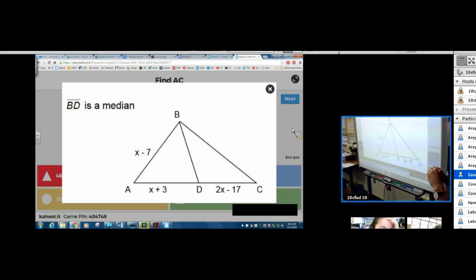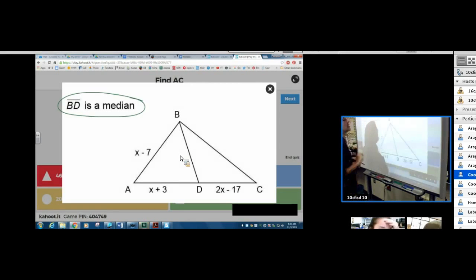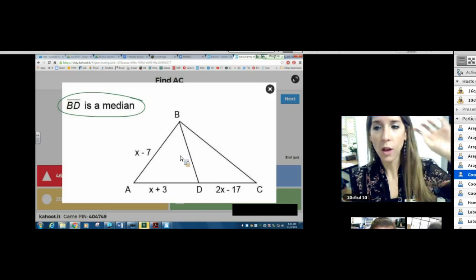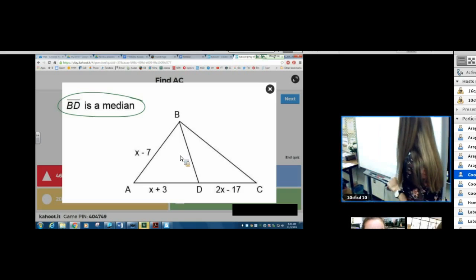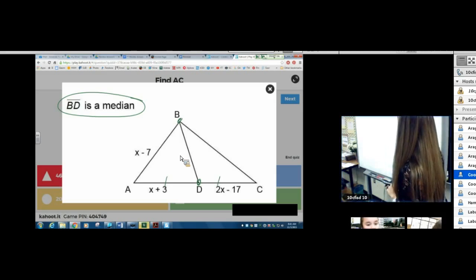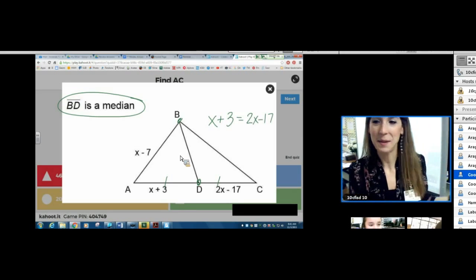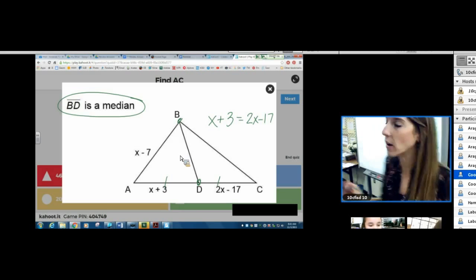Directions said to find AC. So armed with the knowledge that BD is a median, meaning a segment that goes through a vertex and goes through the midpoint of a side. So it has to go through a vertex and it has to go through a midpoint. So you should have started this problem by setting x plus 3 equal to 2x minus 17. The x minus 7 was just there to trick you. You don't add those up to equal 180, nothing crazy like that.